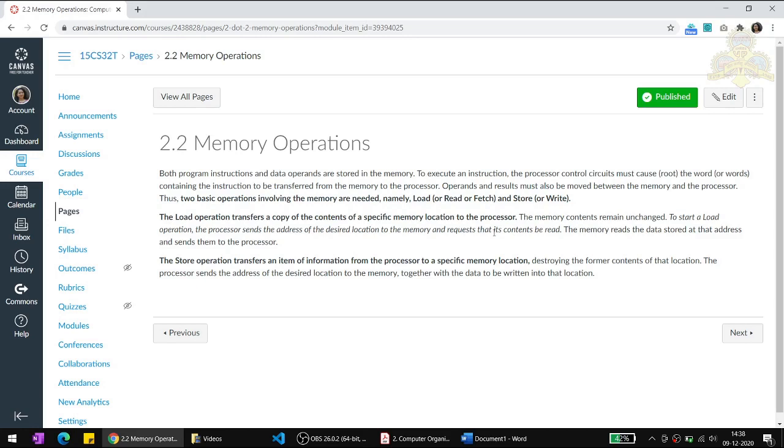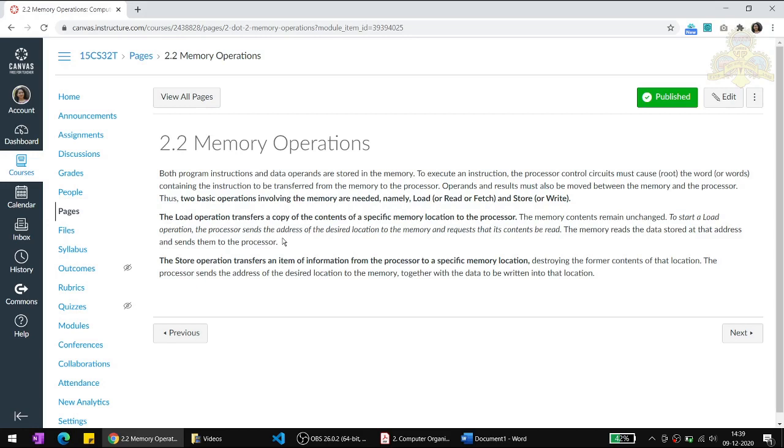Now you have to explain these things. What does the load operation do and what does the store operation do? The load operation transfers a copy of the content of a specific memory location to the processor. Whatever contents are present in the memory, you have to copy them to the processor. We should understand here that the memory content will not be changed.